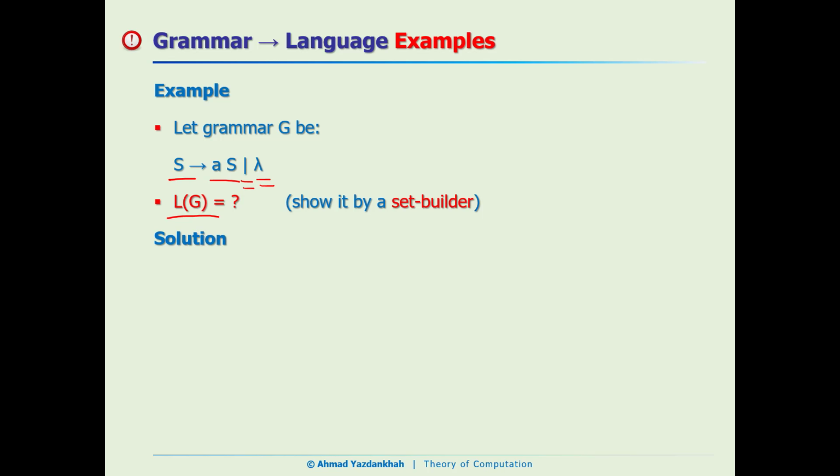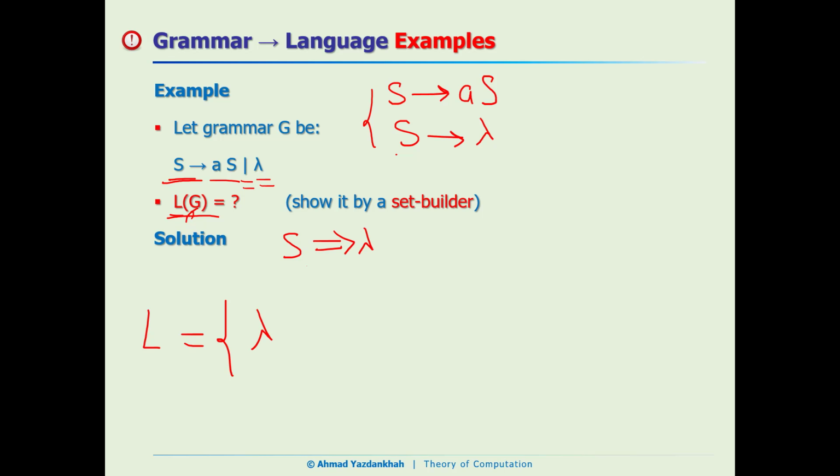So we are looking for L, or the language of this grammar. Here I am trying to find out what strings can be derived with this grammar. Let me, for just this one, separate them. So S goes to lambda. Definitely we can say S derives lambda. So the first thing that this language contains is the lambda.